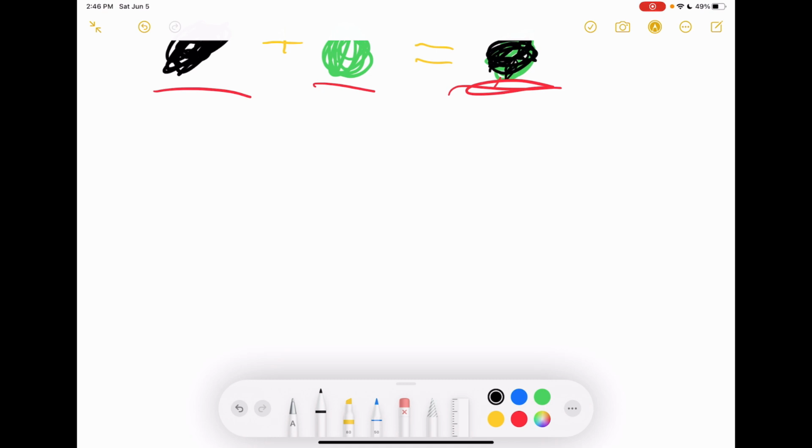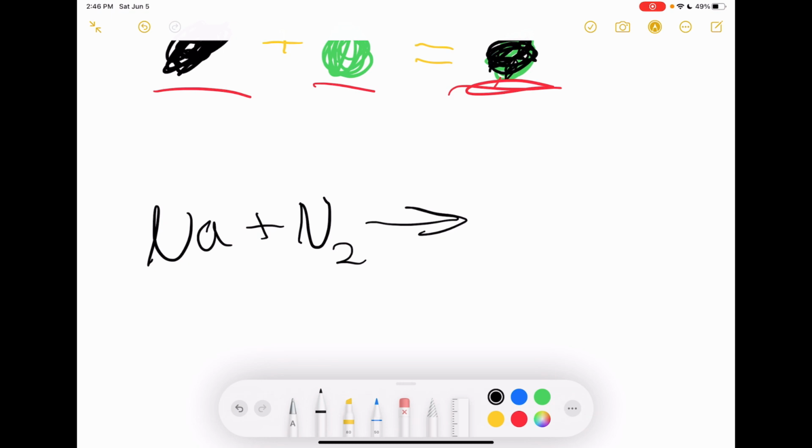So we're going to have sodium plus nitrogen. These are our reactants over here on this side.